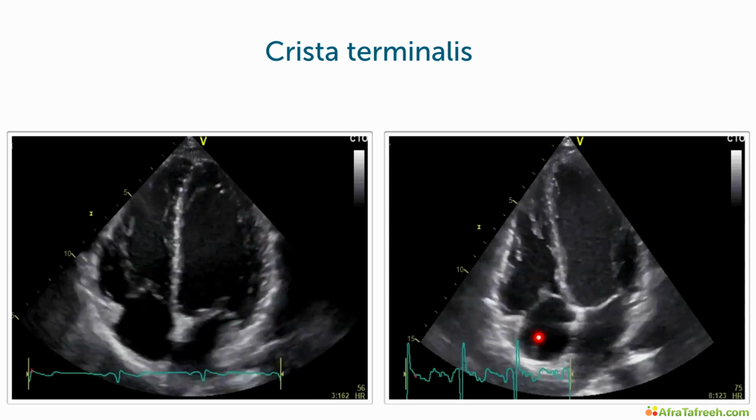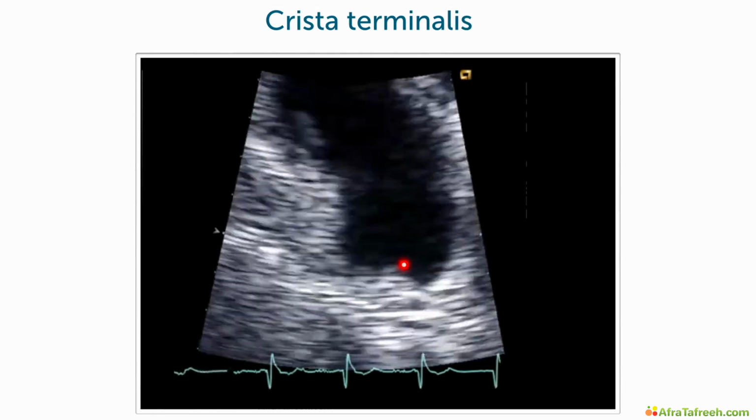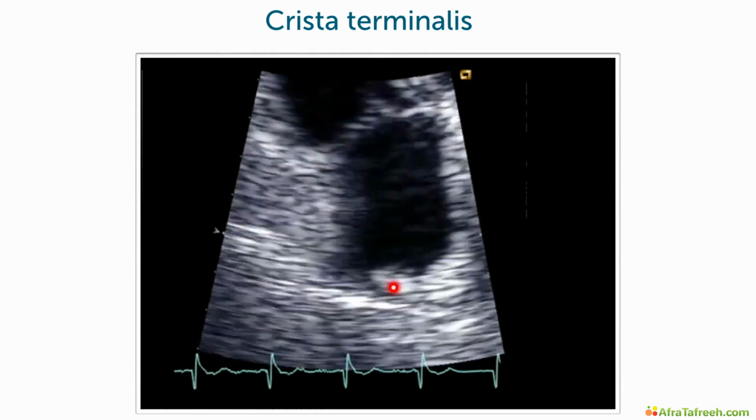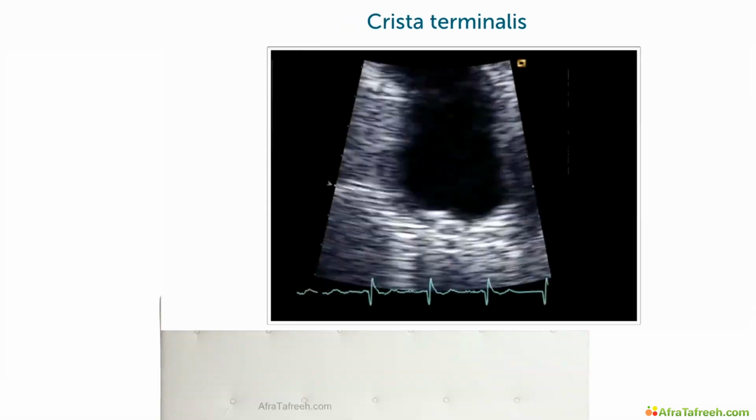Here's another example. And as I mentioned, it can at times be quite large, and then it could lead to the misdiagnosis of some form of tumor. This could be such a case where you might think that the crista terminalis, located right here, is a tumor, in a focused view of the right atrium in a four-chamber view.